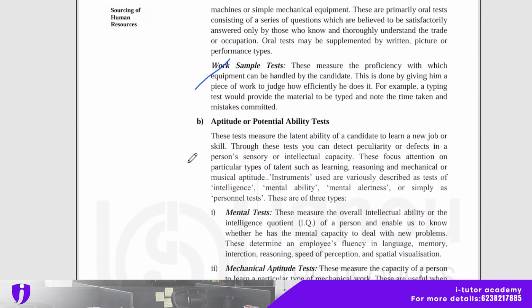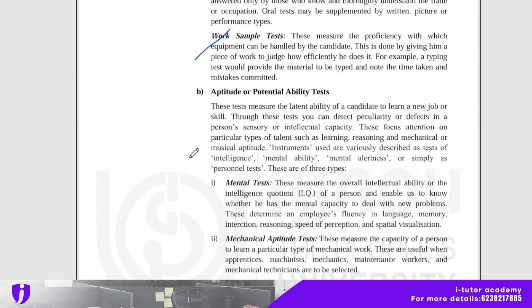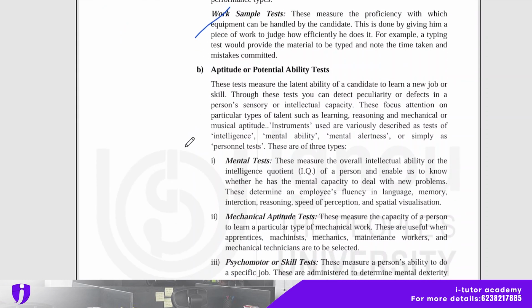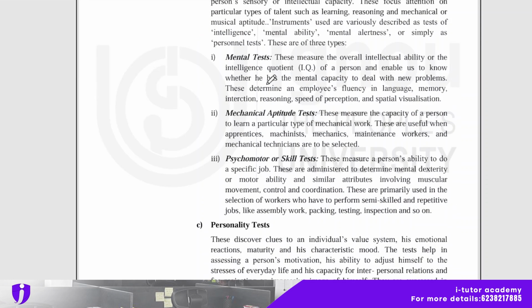And the next one, aptitude or potential ability test. These tests measure the talent or ability of a candidate to learn a new job or skill. Through these tests, you can detect peculiarity or defect in a person's sensory or intellectual capacity. These are of three types. The first one is mental test, then mechanical aptitude test, and psychomotor or skill test.